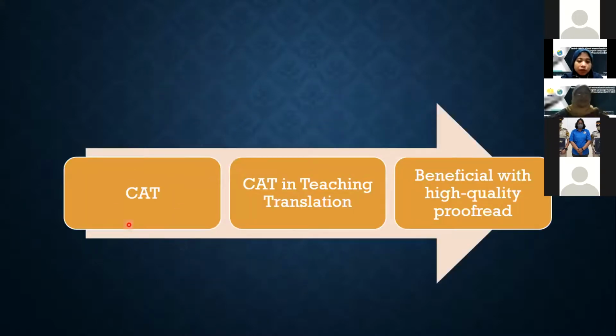So when we talk about computer-assisted technology, actually it can be very useful in teaching translation. I mean, as to introduce the students to the development of technology around them, and we show them that using CAT is actually beneficial because they can work faster. But of course, since it needs proofreading, it also involves their knowledge of translation.